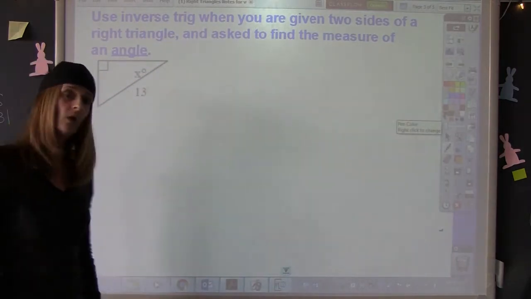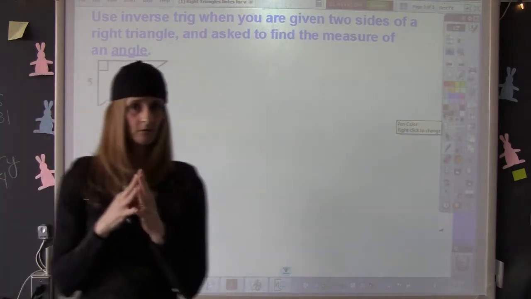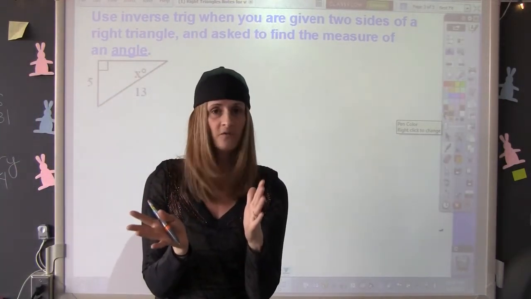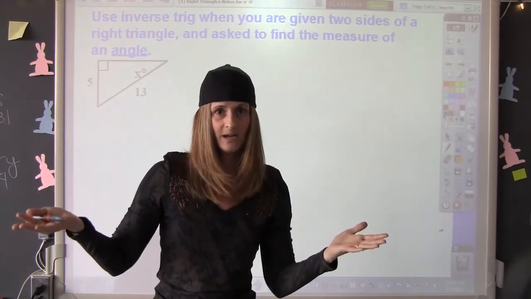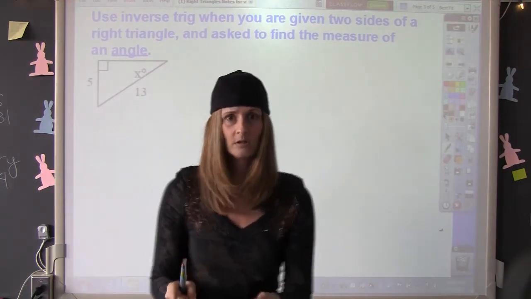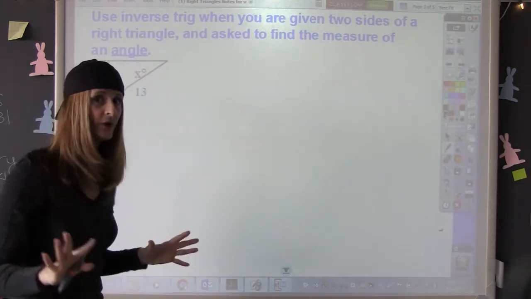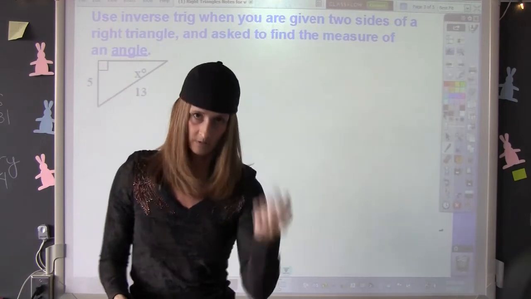Okay? So, if you are given a right triangle and the lengths of two sides, but they're not asking you to find the length of the other side, because if they did, then you'd use the Pythagorean theorem, right? They're asking you to find the measure of an angle. So what you're going to do is, same as before, use trig. Our calculator's already in degree mode.